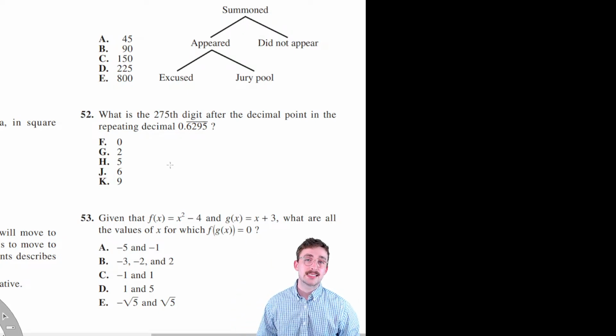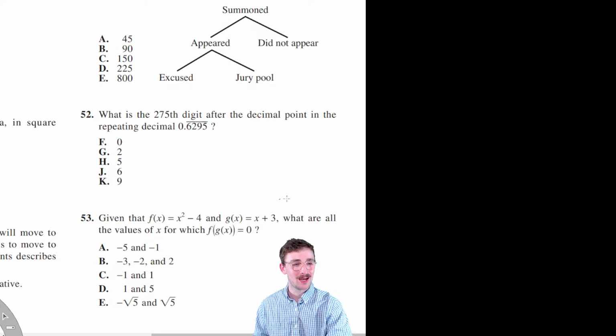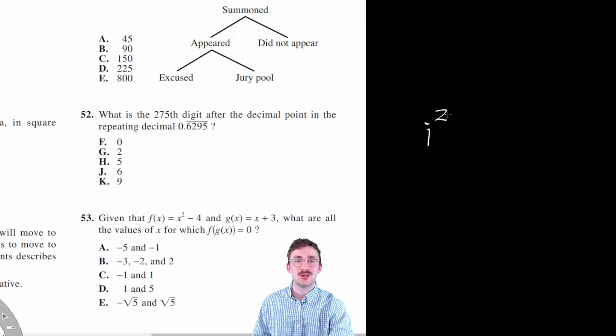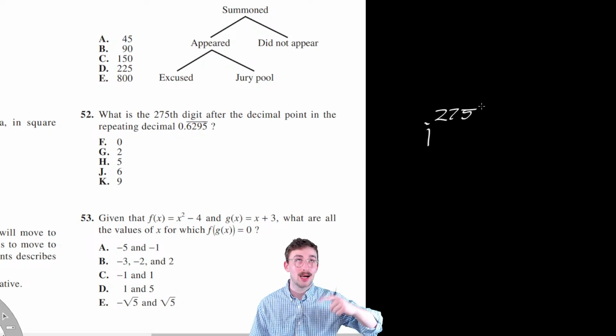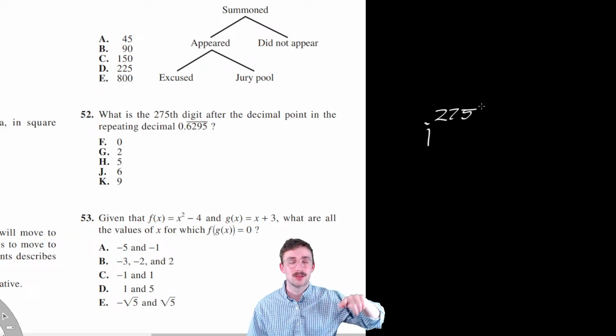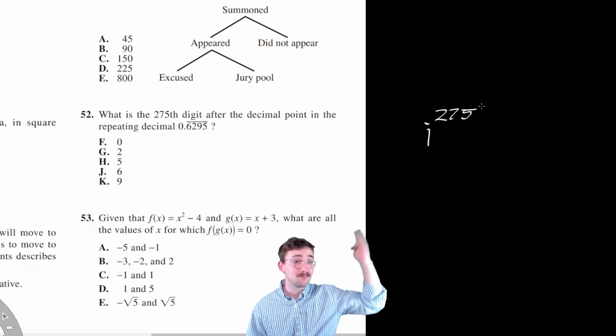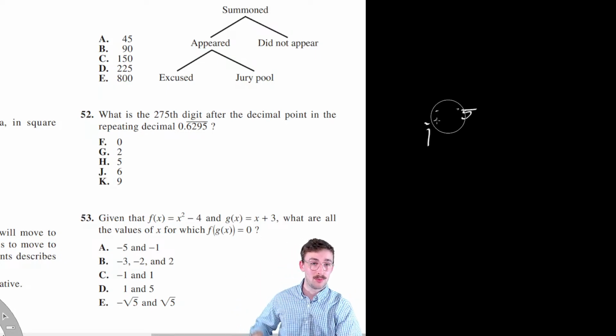What is the 275th digit after the decimal point in the repeating decimal 0.6295? I like this problem a lot. This is one of those problems that I think is really cool. They do the same thing all the time with, like, what's i to the 275? And the thing about i is that i to the first, second, third, fourth repeat. So i to the fifth is the same thing as i to the first. i to the sixth, same thing as i to the second. This is what they're doing in this problem.